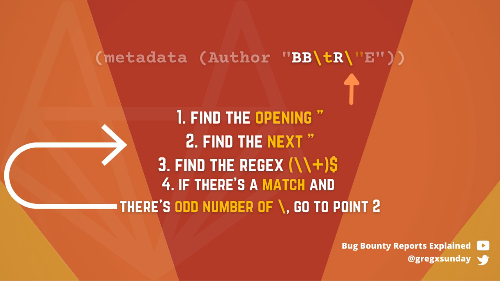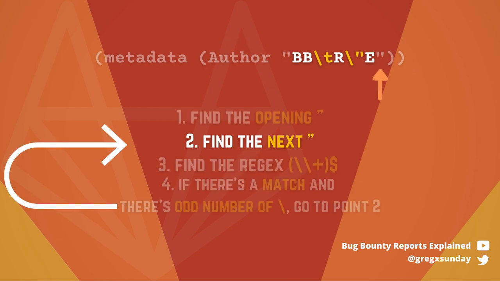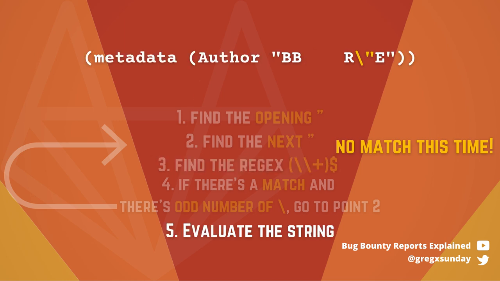The next character after is the double quote, so if there's a backslash at the end, it means that the double quote is escaped. The number of those backslashes must be odd, for example 1 or 3, because if the number would be even, for example 2 backslashes, it would mean that it's the backslash escaped by another one and not the quote that is escaped. Then it finds another quote and repeats the process indefinitely until it finds an unescaped quote, which means that the string is closed and it can be evaluated. So it all looks good so far.